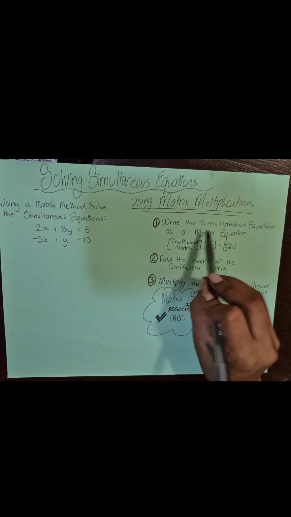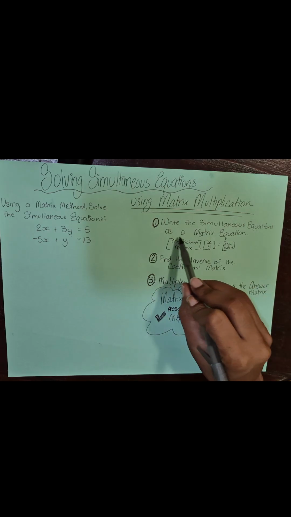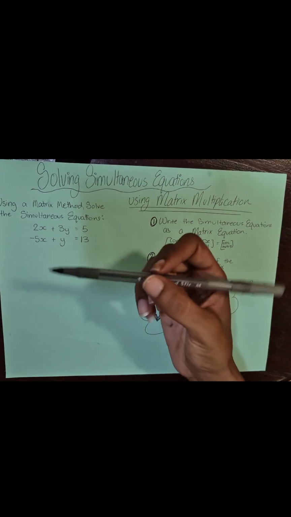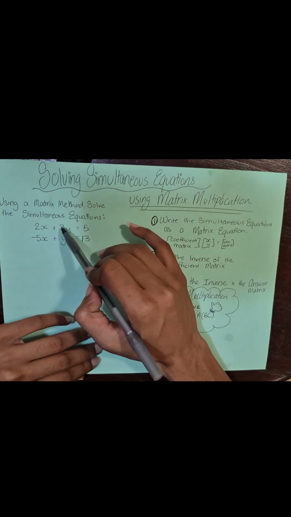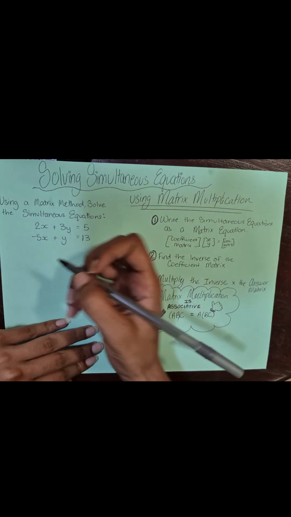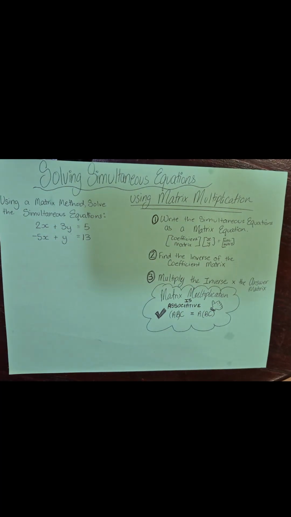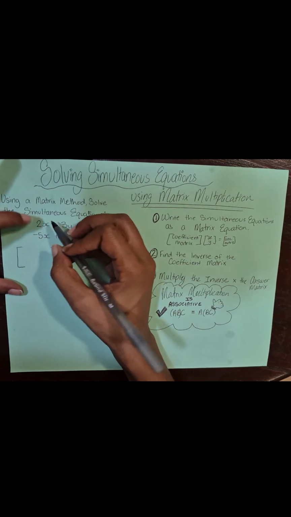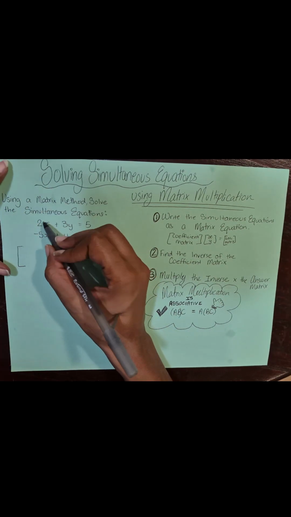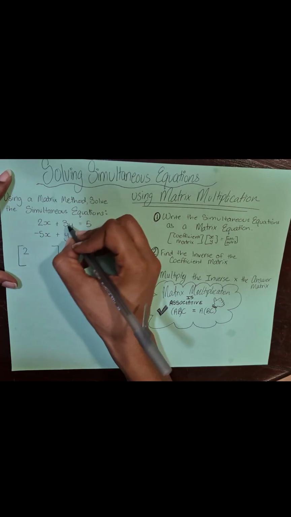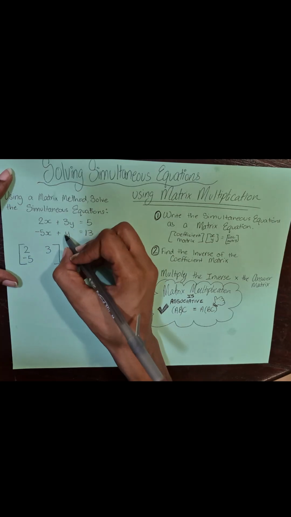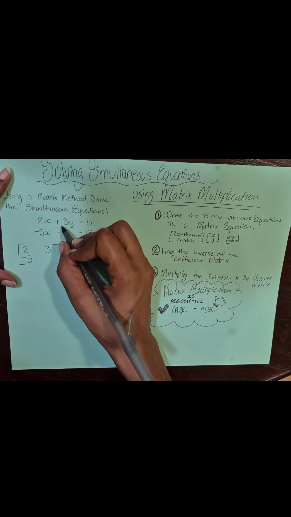So step 1, write the simultaneous equations as a matrix equation. So you have to turn this into matrices. So first you're going to make a coefficient matrix. So that means you're going to make a matrix out of all the numbers that are in front of the letters. Those are coefficients. So the number in front of a letter is a coefficient. So you're going to make a matrix using just the numbers that are in front of the letters. So in front of this X we have a 2. In front of this Y you have a 3. In front of this X you have a negative 5. And in front of this Y, if there's nothing, that means there's a 1.